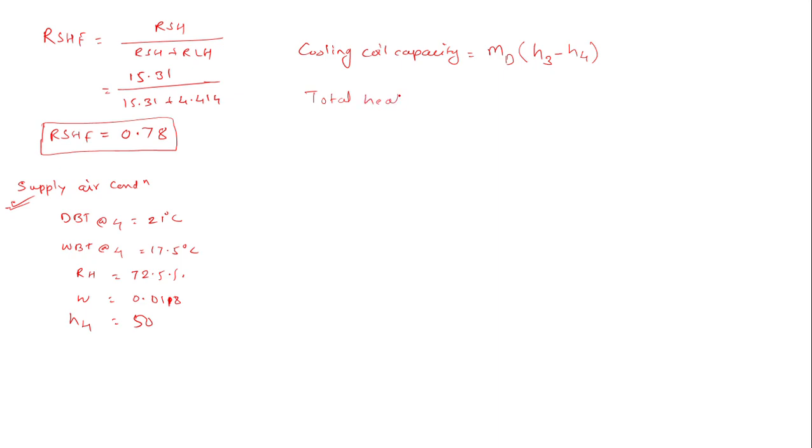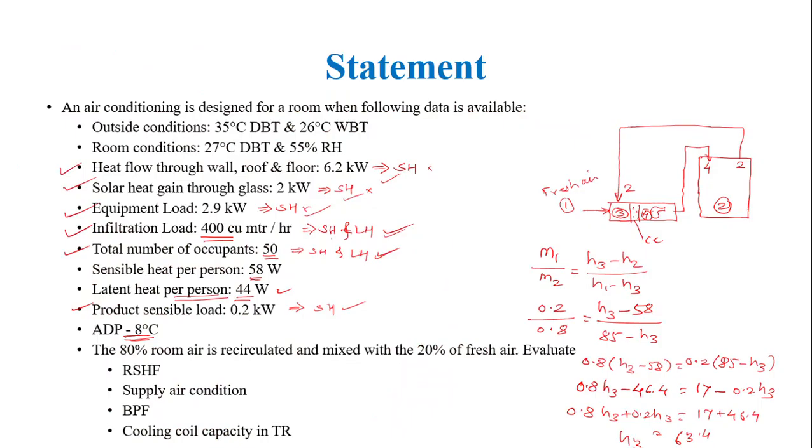Okay, so total heat generated in the room is equal to the total heat absorbed by the dehumidified air in the room. Now what is the total heat generated inside the room? That is the room sensible heat plus room latent heat, which is equal to the total heat absorbed by the air in the room.